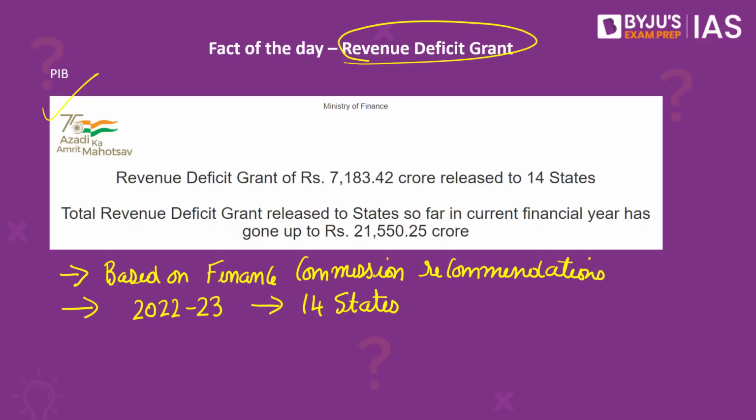Please note, these revenue deficit grants are granted under Article 275 of the Indian Constitution. The basic aim of these grants is to help meet the gap in the revenue account of states post-devolution.